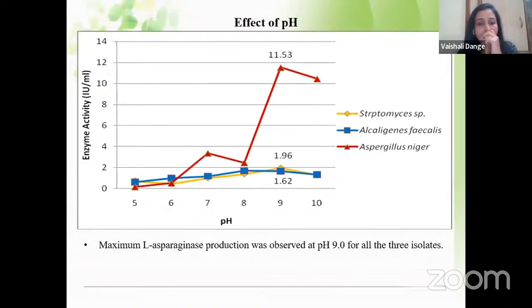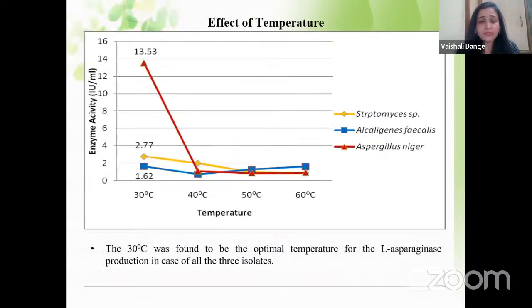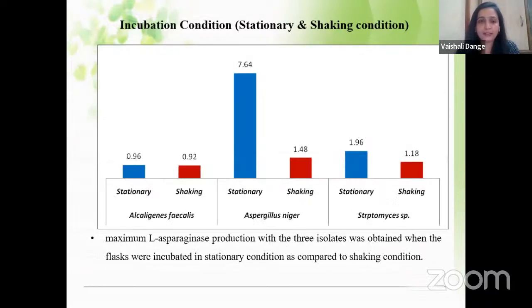Next I have done the pH. The optimum pH for the production of my enzyme is 9. So 9 is a basic pH, not like an alkaline condition, but nearer to basic, where I got more production of the enzyme. Next, the temperature: 30 to 37 degrees Celsius is the optimum temperature for the production of my enzyme. Here you can see that again Aspergillus niger shows the high optimum enzyme activity as compared to the other two isolates, that is Streptomyces species and Alcaligenes faecalis.